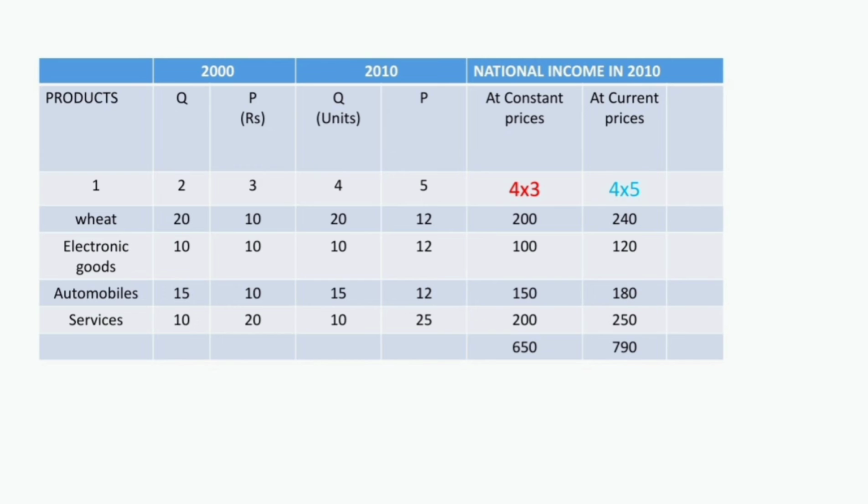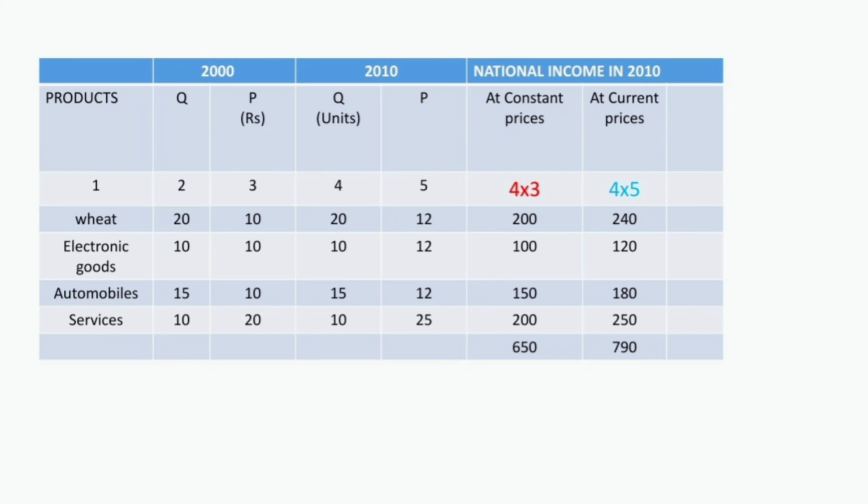But what about the price? The price of wheat increased from 10 to 12. Electronic goods also increased from 10 to 12. Automobiles from 10 to 12 again. Then services from 20 to 25 rupees. So when we calculate national income at constant prices, we multiply the price of the base year into the quantity of the current year.